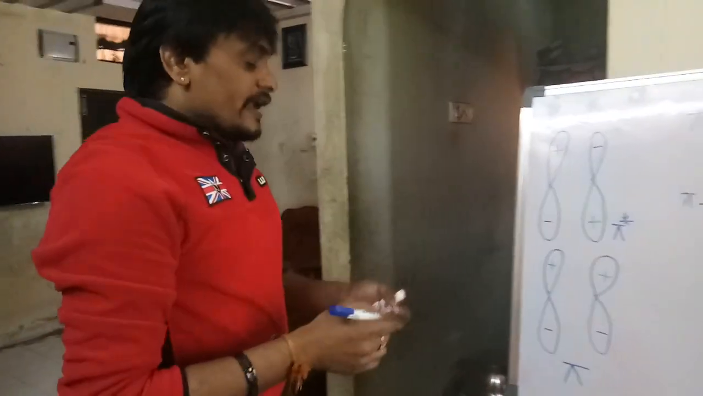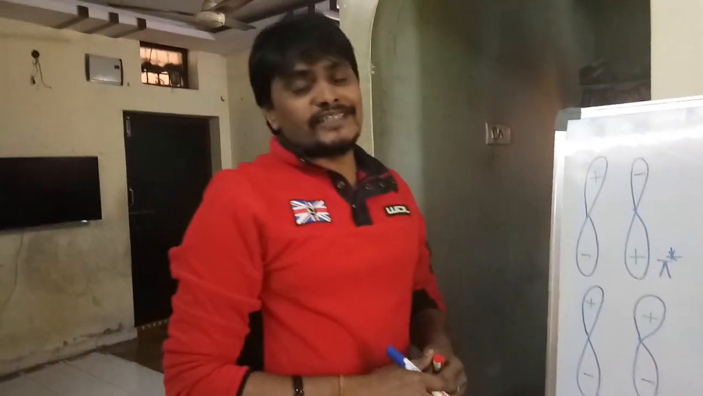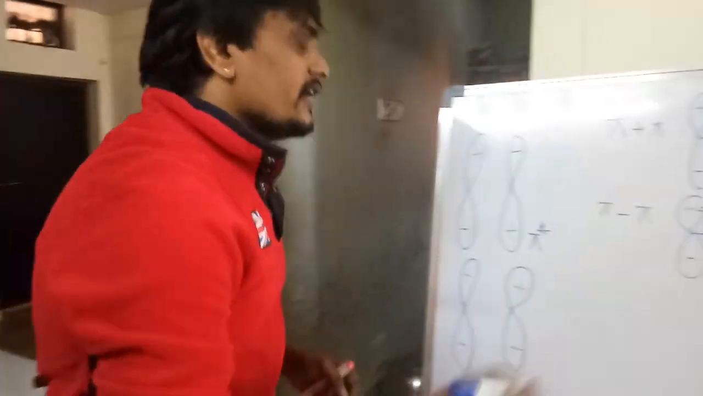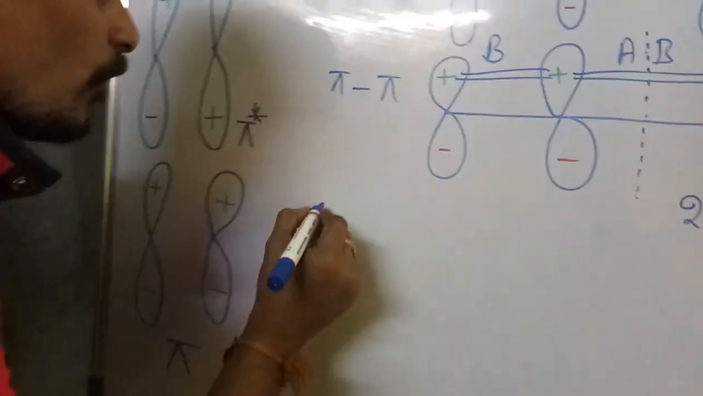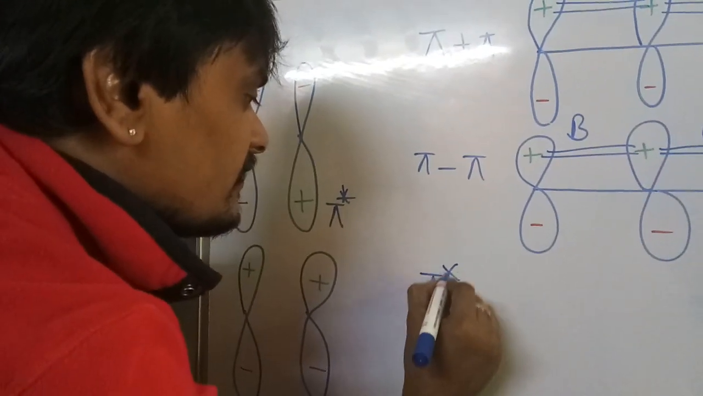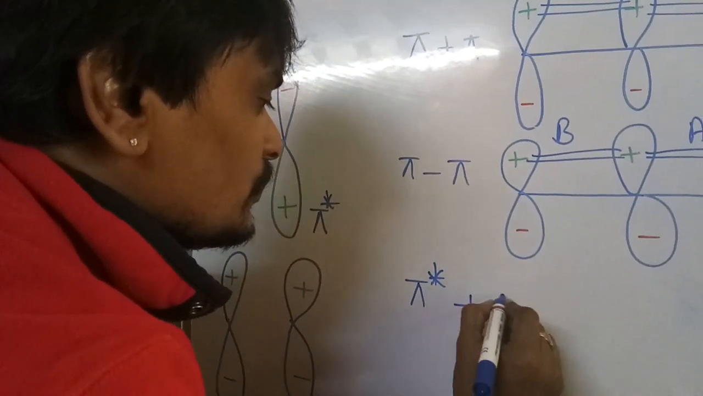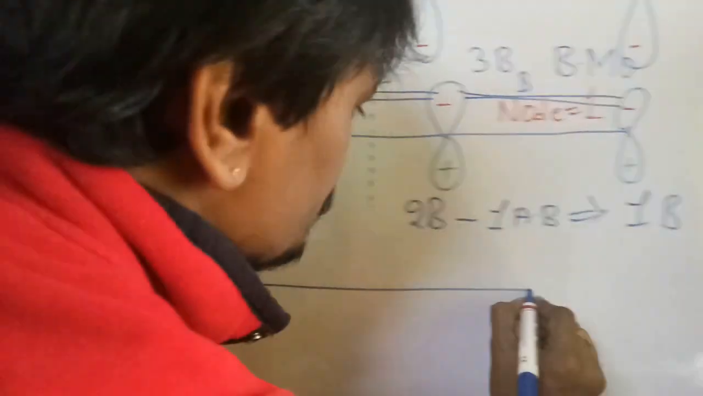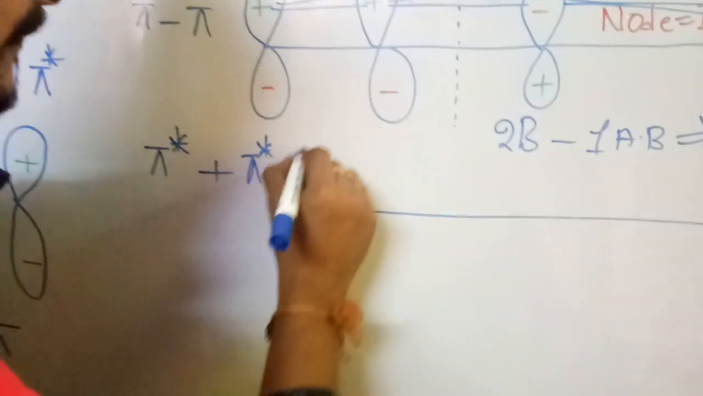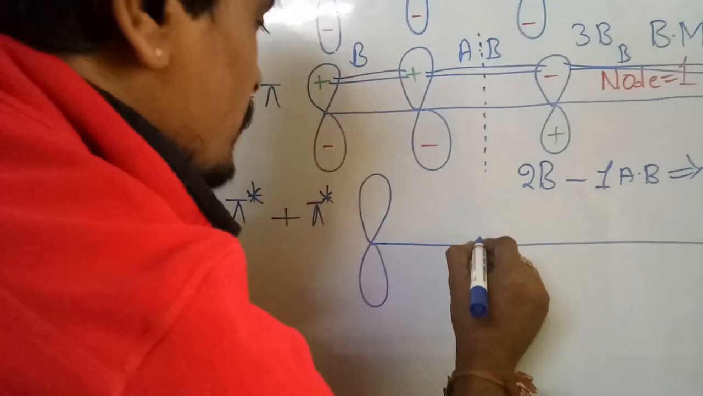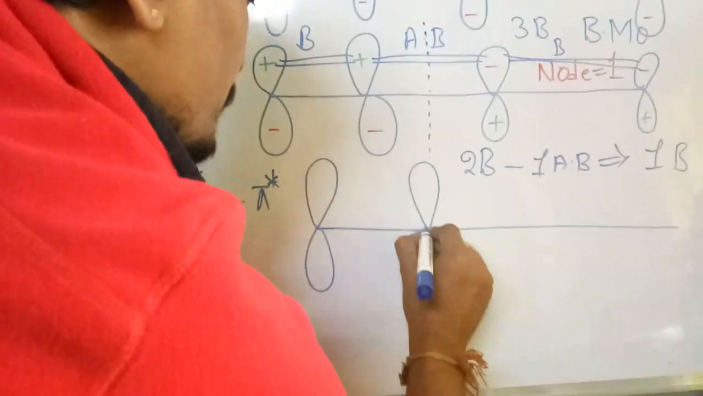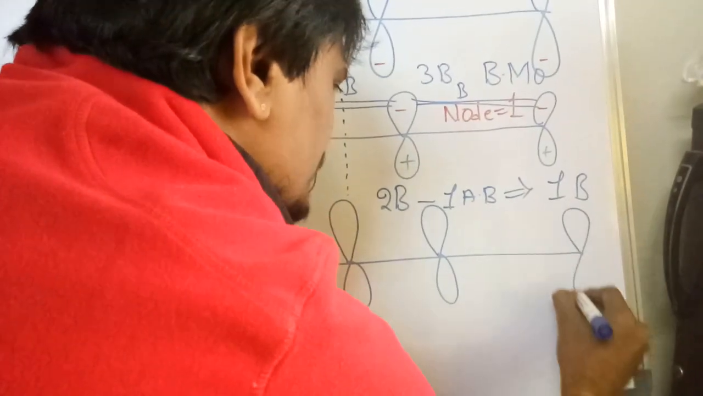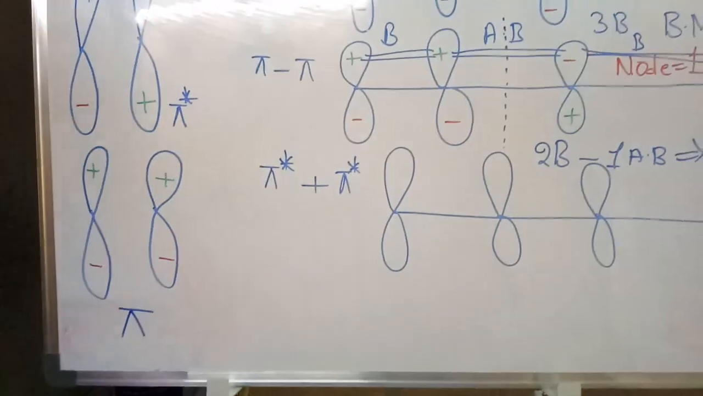So coming to the next combination. What is the next combination? Pi star with positive pi star, right? So let us see about this molecular orbital. It's very simple to draw, but by seeing these lobes you will become panic, but no need to panic. It's very simple to understand.